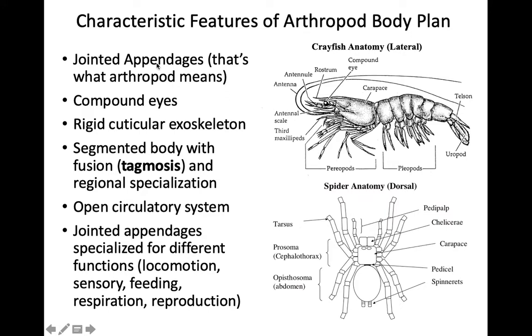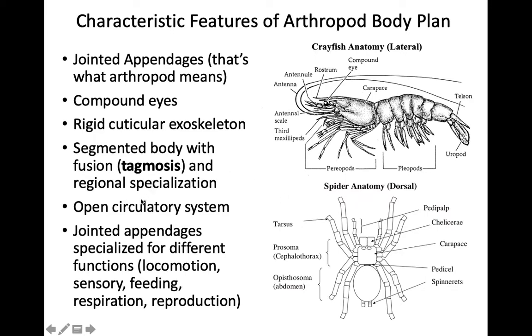They also have a segmented body, both internally and externally, and these body segments have been fused through a process called tagmosis into regional specialization. So there are regional specialized body parts. So, for example, the carapace here in the crayfish, or the cephalothorax in the spider.